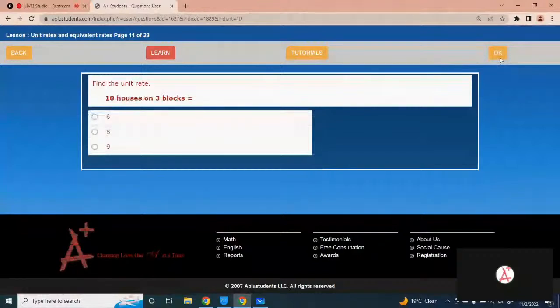Okay, 18 houses in 3 blocks. So how many houses in a single block? It would be 6. Very good, because 3 times 6 makes 18. So it would be 6. Got it?